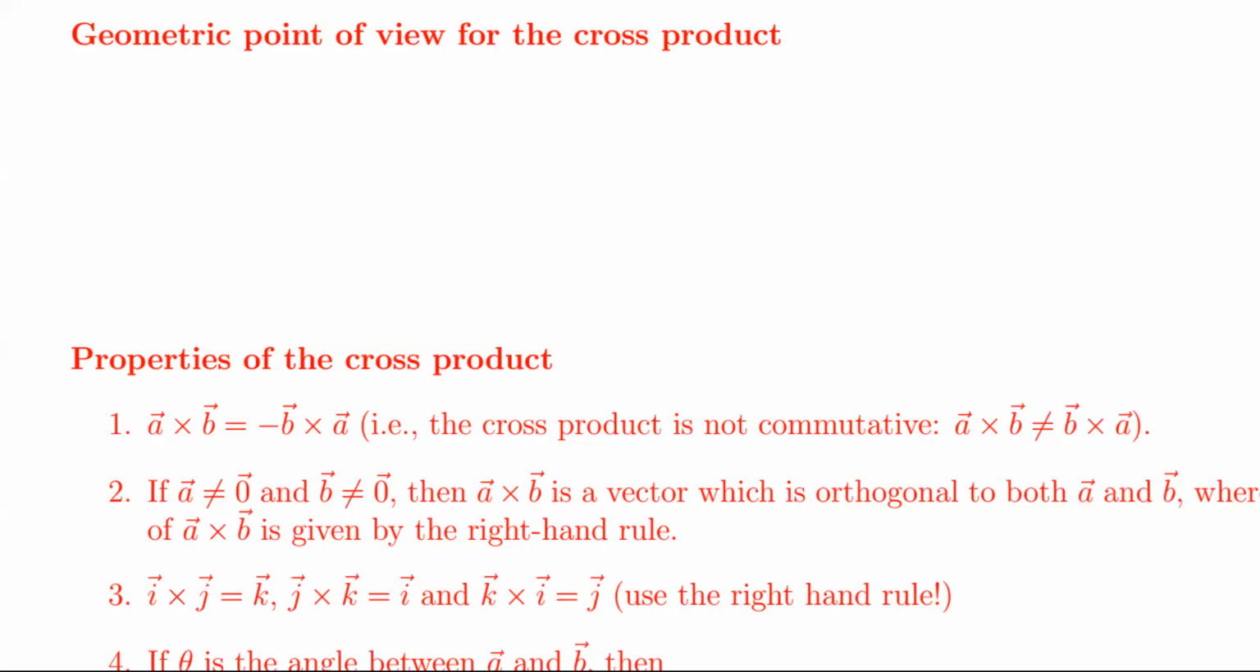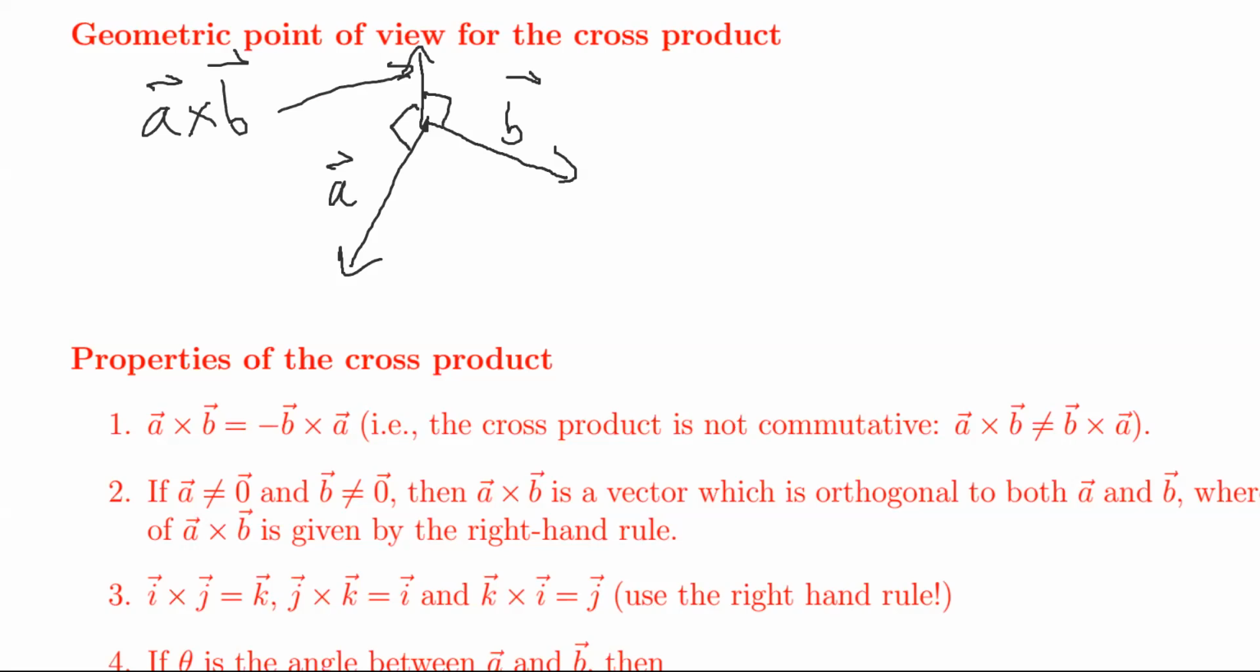So what does that tell us? Well, if we have a vector A and a vector B, then their cross product is orthogonal to both. The square is just to show that it is orthogonal. So this vector up here is A cross B. It is orthogonal to both A and B.